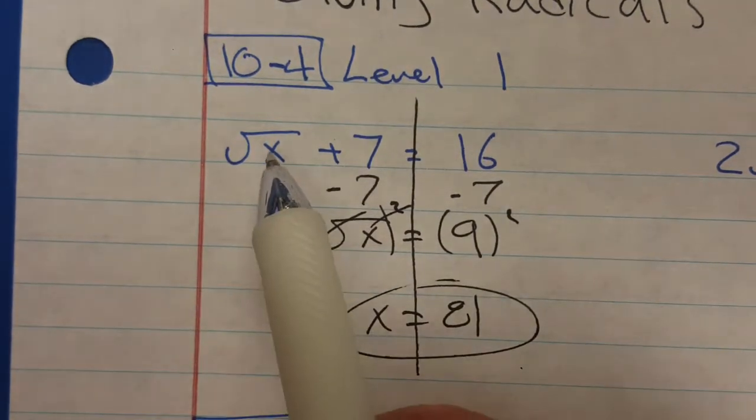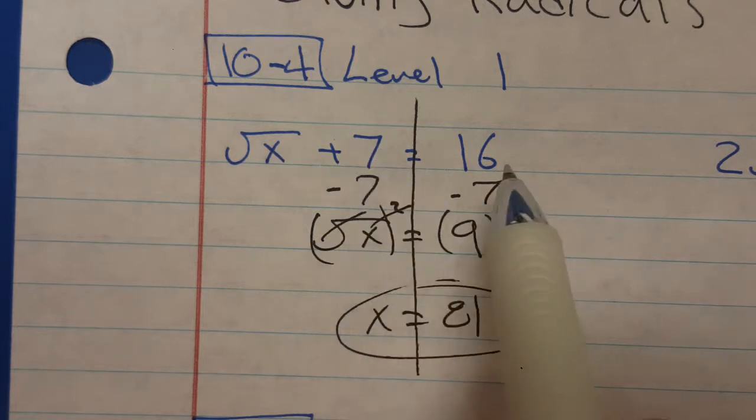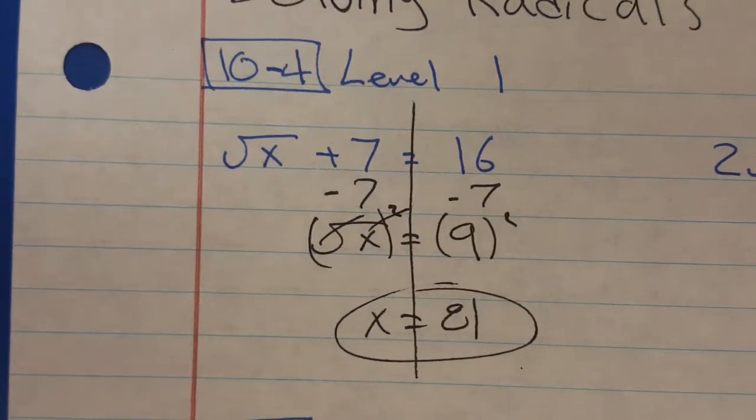So again, if you do mental math, the square root of 81 is 9. 9 plus 7, boom, 16. Some of you could probably solve these with a little bit of mental math. If not, you always got algebra.